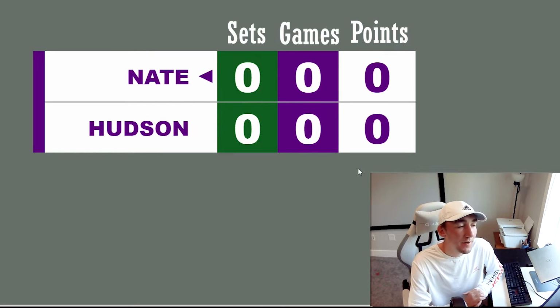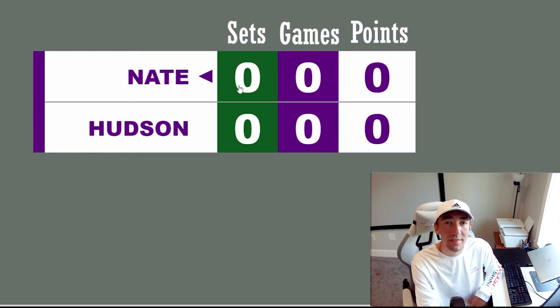As you can see, I do have a scorecard here that will help us keep track and learn the scoring. In this column right here, this is our points column. In the middle, we have our games column. And then in the green, this is our sets column. So let's start with points.